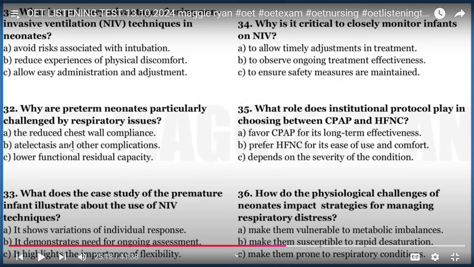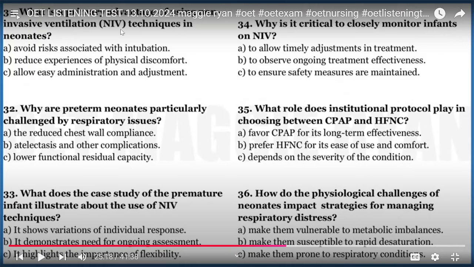Before that, you get some minutes to read the question. What you need to keep in mind at that time is to take one keyword at the most. Since you have minimal time, I advise you to take minimal words, at least one: intubation, physical discomfort, and administration or adjustment.